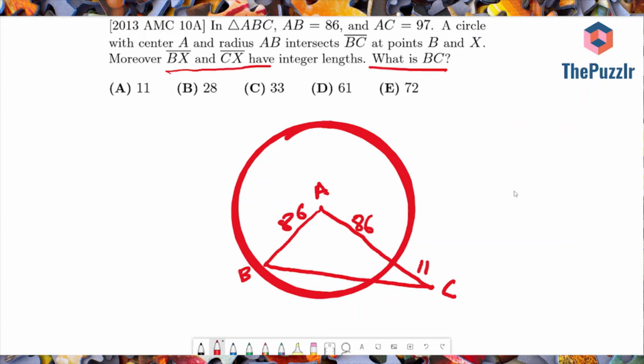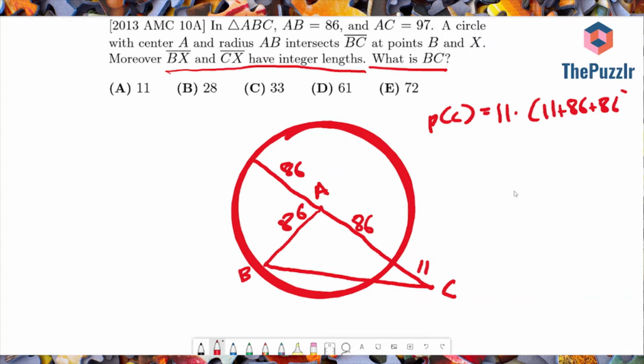Now, one thing that they do tell us is that BX and CX have integer lengths. That's quite important to know. But we can now try solving this problem using power of a point. The power of point C, I'll just call that P of C for short, is equal to 11 times the full secant, right? And we can extend this so that it's a secant. And this is also 86 since it's just a diameter. And this is 11 plus 86 plus 86. That gives us 11 times 183, since 86 plus 86 is 172, and 172 plus 11 is 183.